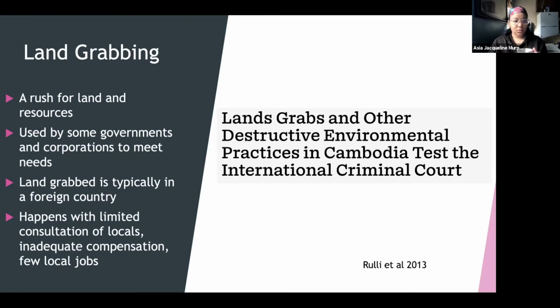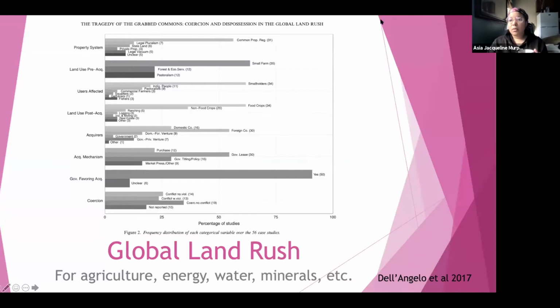Okay, yes. So this is a graph, and I'm not sure if you guys are able to see it as big as I would want it to be, but I'll just describe what's happening. On the y-axis, you have different categories that these people looked over: property system, the land use pre-acquisition by the land grabbers, the people that are affected, the land use post-acquisition. So what did the grabbers do with the land afterwards? And the kind of acquirers that actually grab the land, the acquisition mechanism.